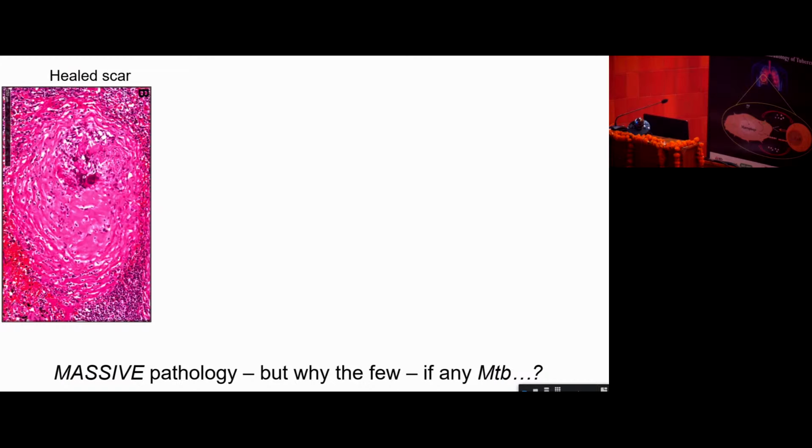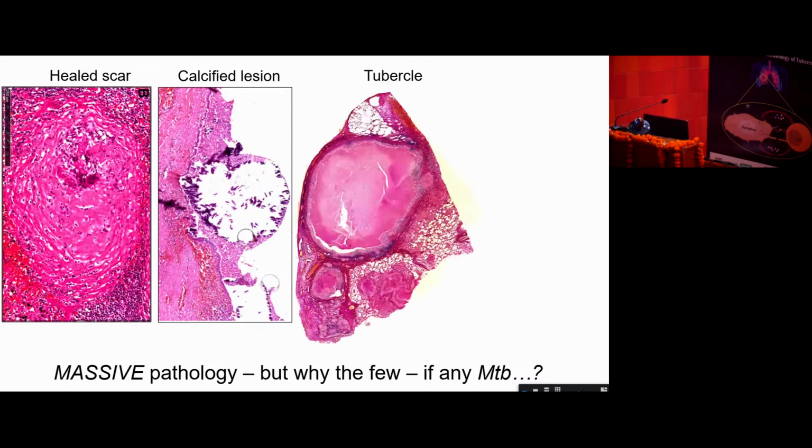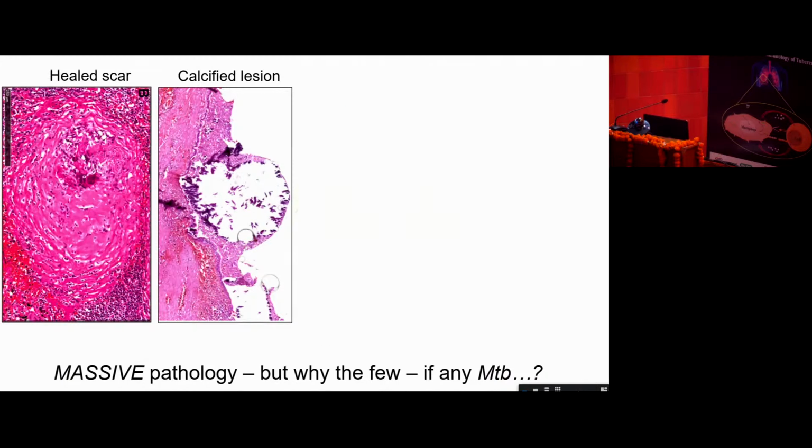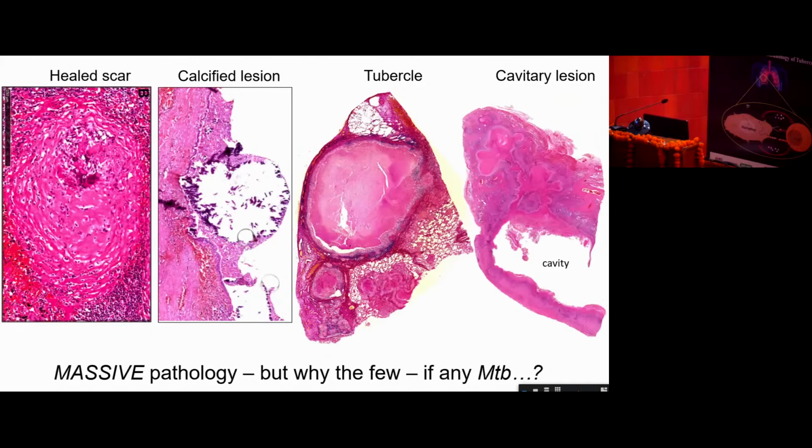and you would see evidence of a healed scar if the lesion is contained. And then you can also see evidence of calcified lesions, so the calcium crystals sort of got pulled out by the microtome blade, but you have this round ball of calcium in its lesions. Then obviously you have the tubercle formation, and you have cavity formation.